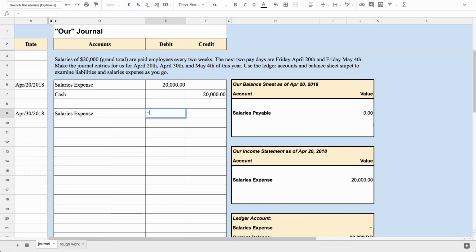Do not use your phone or a calculator for this. You should be using the spreadsheet to develop these skills. Plus, it's a lot easier to then copy and repeat these entries because adjustments tend to repeat every month. So we're going to go, it's 10 days, right, of 14 in the pay period. So 10/14ths of a full pay, and a full pay is $20,000. So that's going to be $14,285.71.